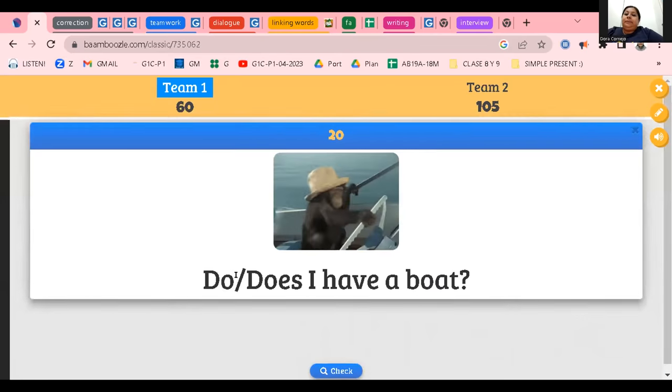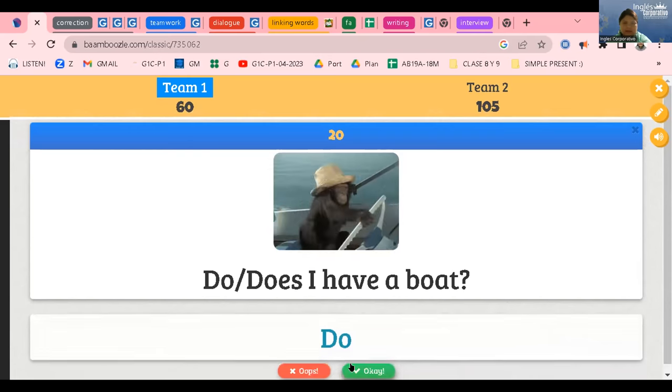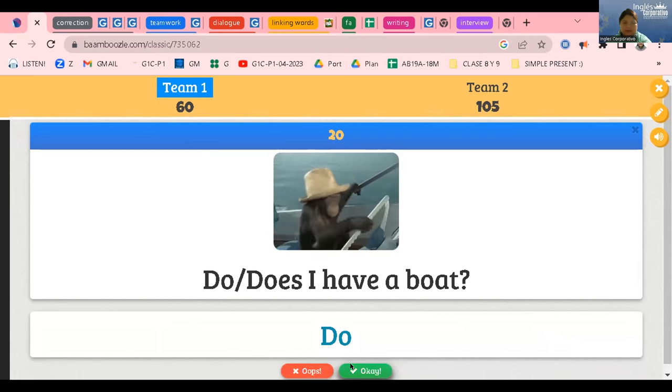Okay. 12. Okay. When there is no traffic, right? Cuando no hay traffic. Okay, so which is the correct auxiliary? Do. Do I have a boat? Do you have a boat, guys? So we wish to have a boat.